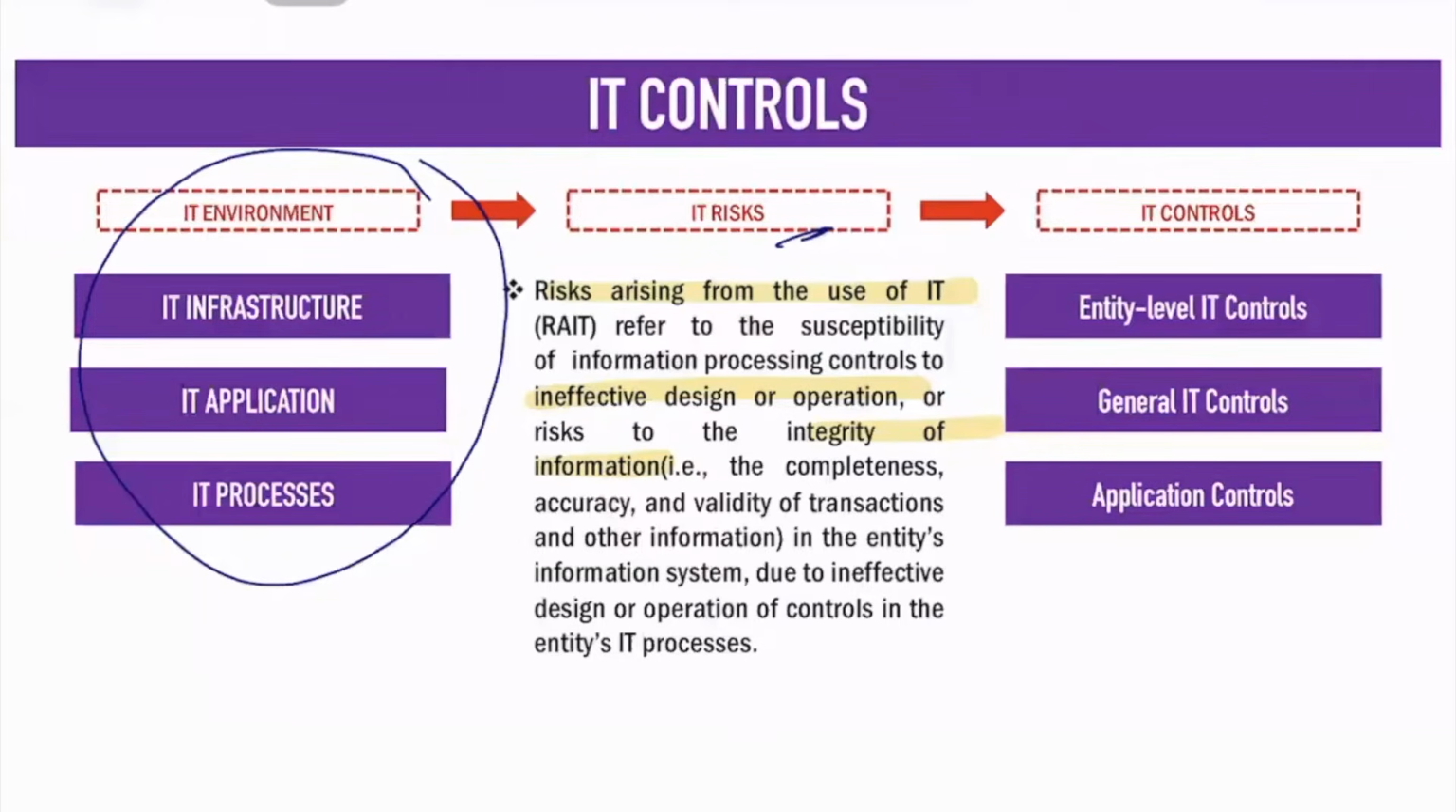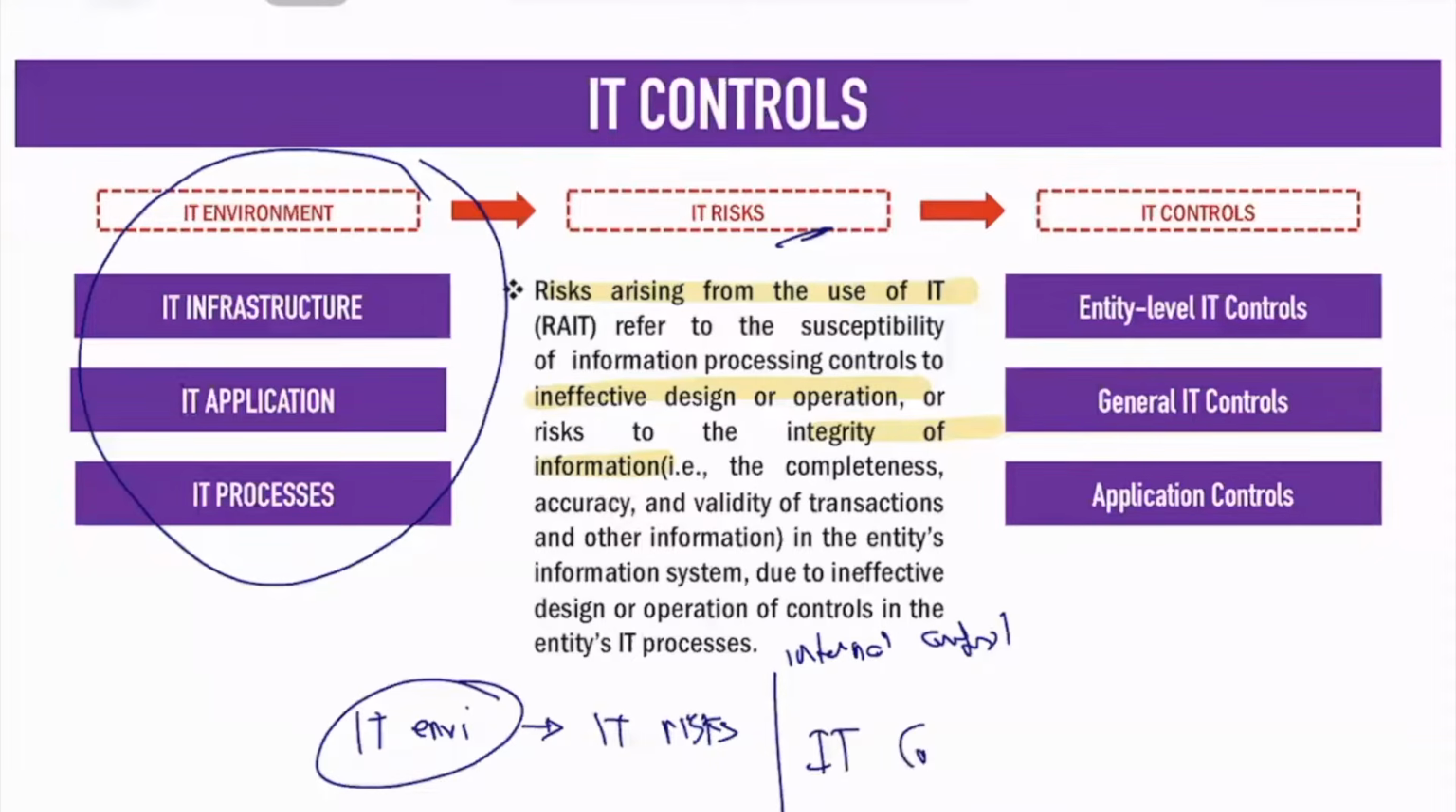Again, there is your IT environment. And your IT environment, as a rule, has an inherent risk. We call that inherent risk as your IT risk. So to lessen that IT risk, we place an internal control. And what do we call that internal control? We call it as your IT controls. These IT controls is divided into different items. We have your entity level controls, we have your general controls, and then we have your application controls.